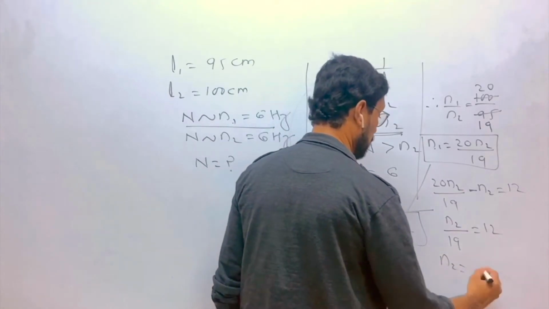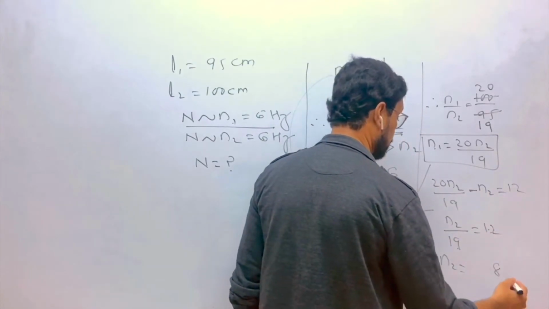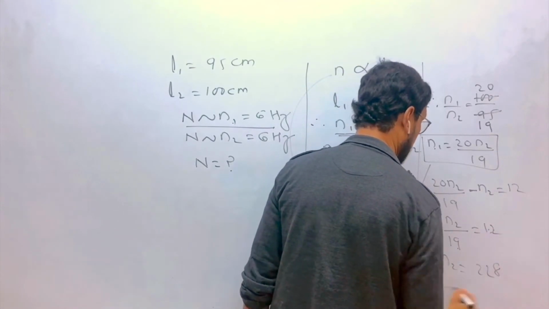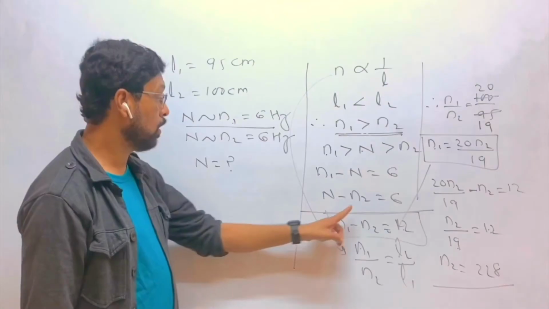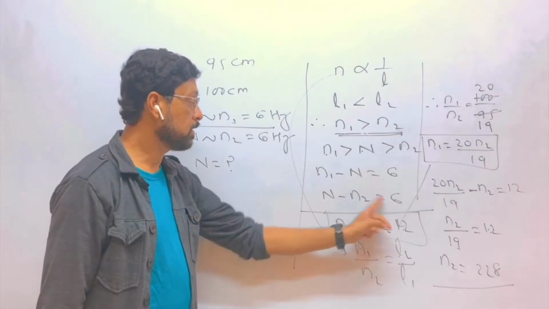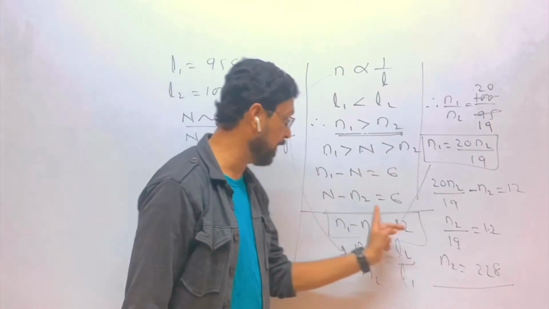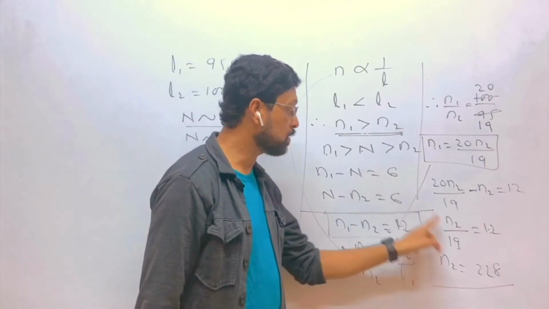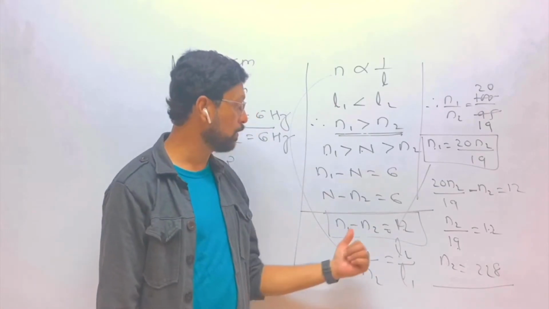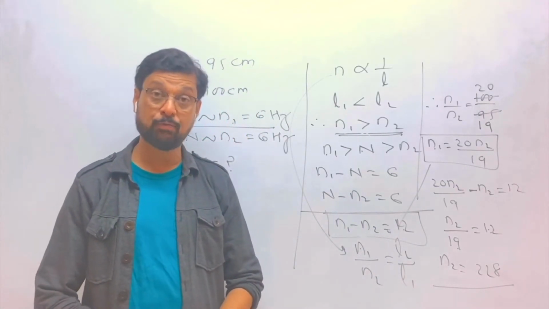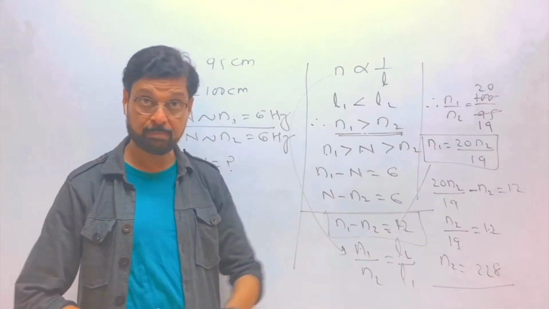So N2 is equal to 12 into 19, 228 hertz. That is N2, or N will be 6 plus N2. N minus N2 is 6. N2 had 228. So N will be 6 plus 228, that is 234. So frequency of the fork will be 234 hertz. मैंने fast explain इसलिए किया हूँ because such type of questions we have solved previously.